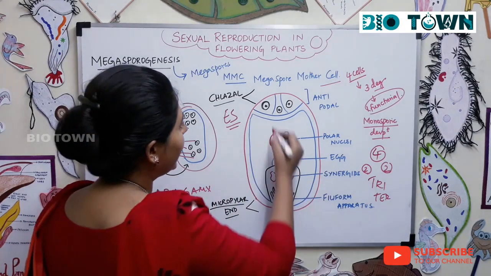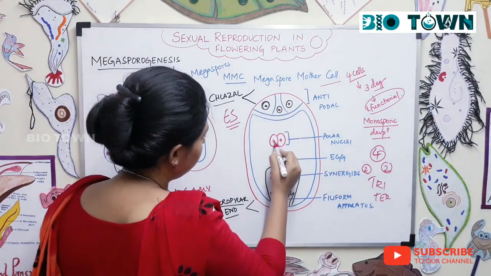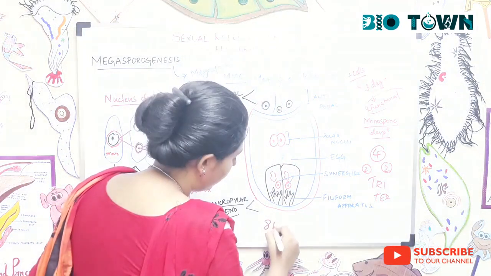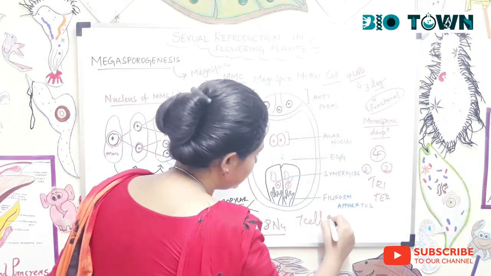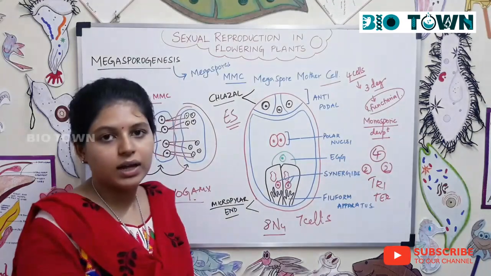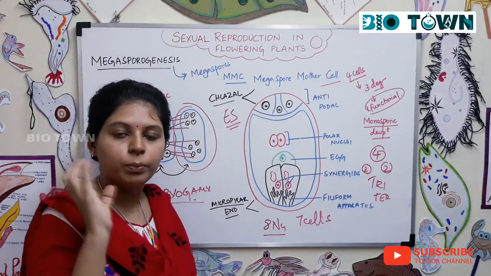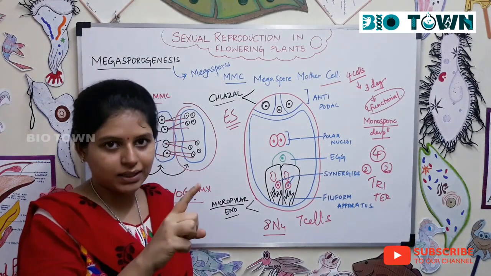So now we have 8 nuclei. 1, 2, 3, 4, 5, 6, 7 and 8. So you have an 8-nuclear stage, but it is called the 7-celled stage. Why? Because any cell should have its own proper cytoplasm surrounded by the cell wall.